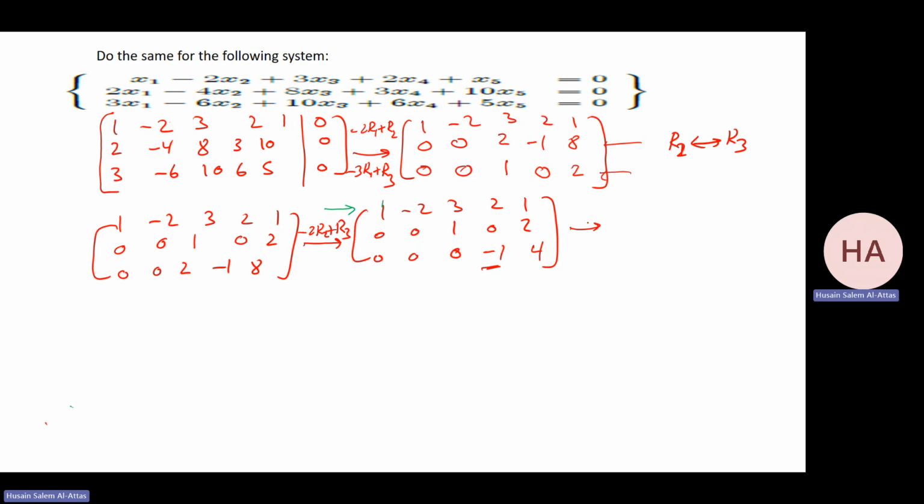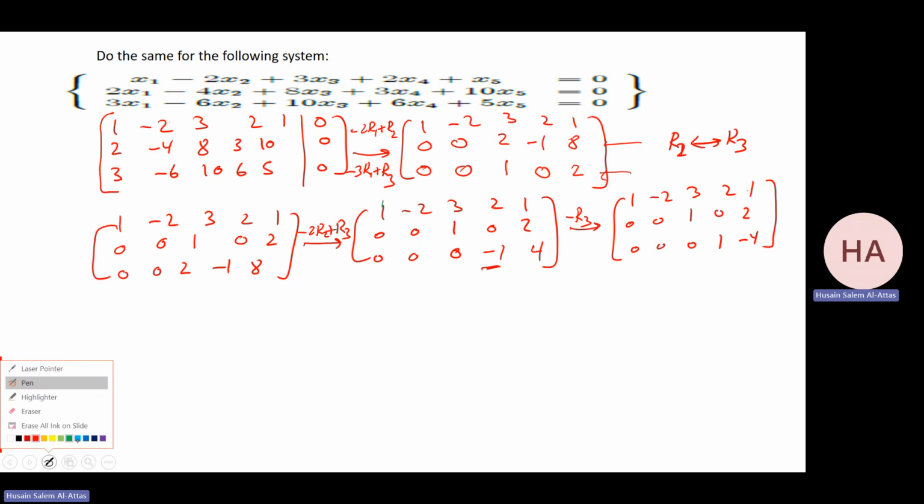So you can multiply the last one by minus R3 to get this: 1, minus 2, 3, 2, 1, 0, 0, and 0, 2, 0, 0. I want one. Usually it's better to have it as one. Okay, so now I will do this, the green things. So I have one here, one there, one there.